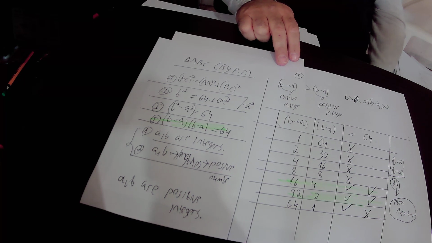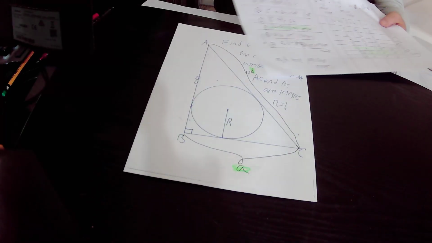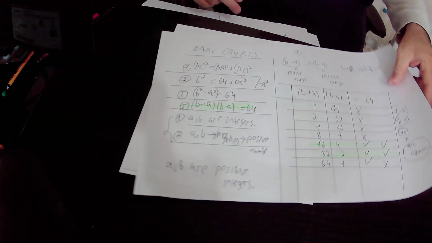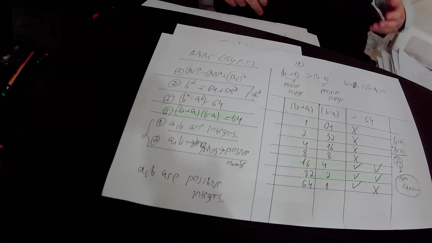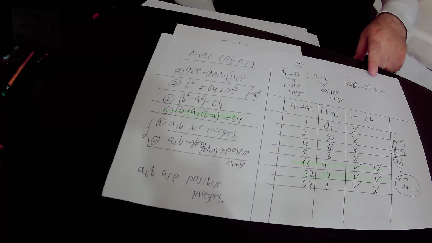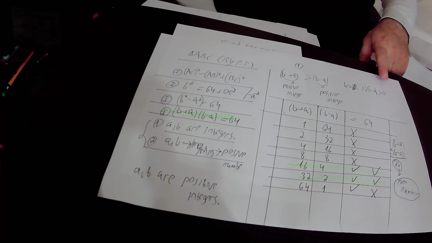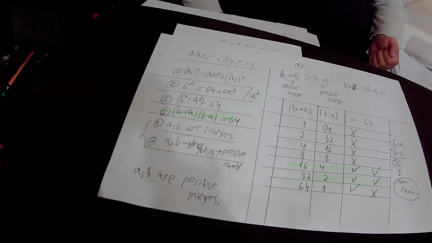And here we know that b is the hypotenuse. According to our definition, b is the hypotenuse of the right triangle ABC. Therefore, the hypotenuse is always greater than the perpendiculars. That is to say, b is greater than a. We subtract a from this inequality, and we note that b minus a is greater than 0. That is to say, b minus a is a positive number.